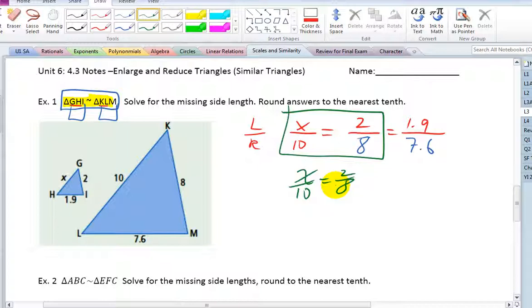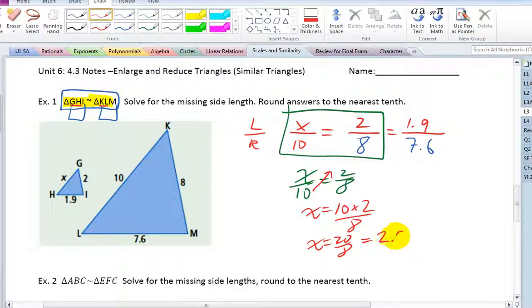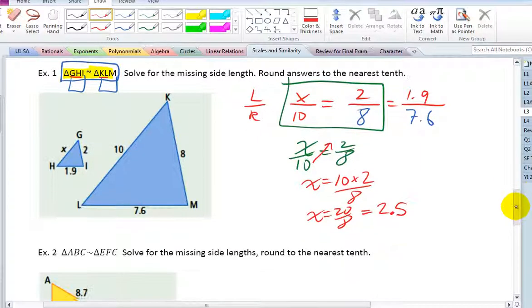Cross multiply. Now we don't have to do a complete cross multiplication. So all we need to get rid of is that divide by 10 part. So bring it up and multiply. And so x equals 20 divided by 8. Go to 1 decimal. And so x equals 2.5. Any questions? The hard part is to make sure you got your triangle set up properly. After that, it's not too bad. Let's try the next one.